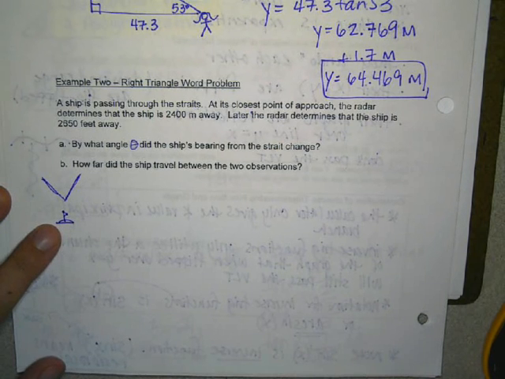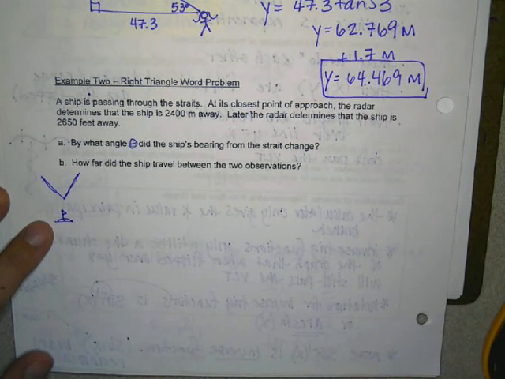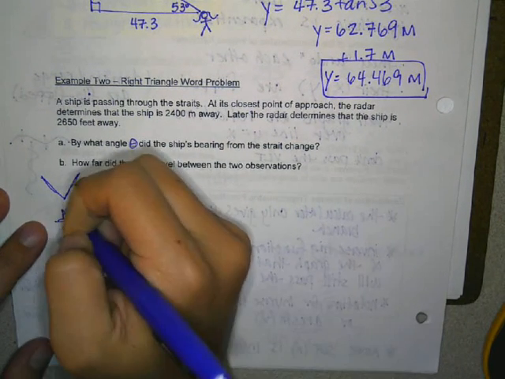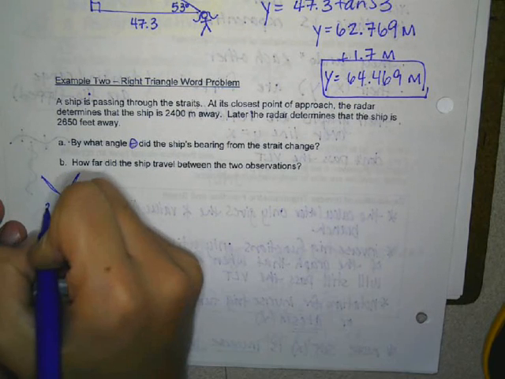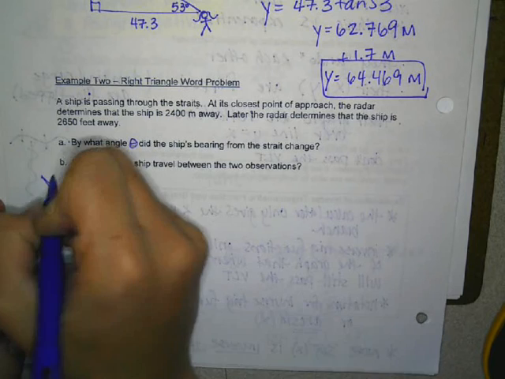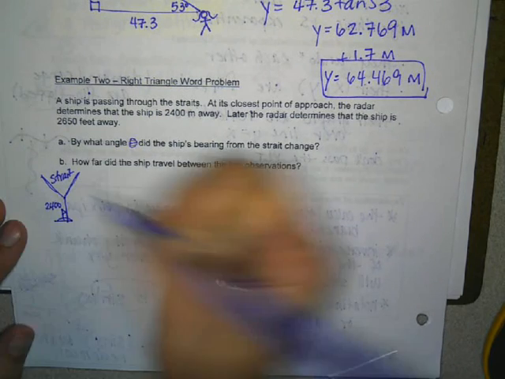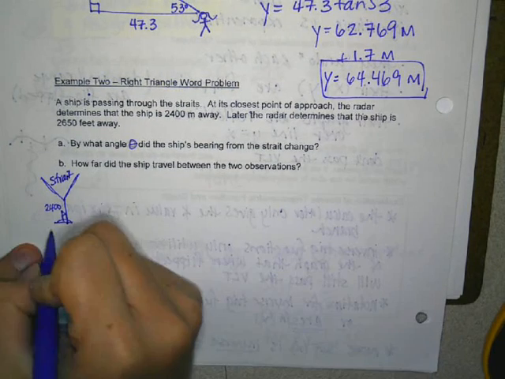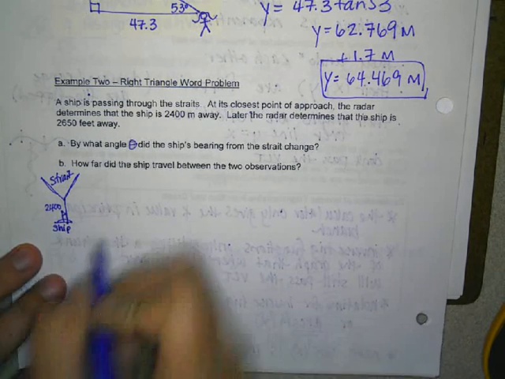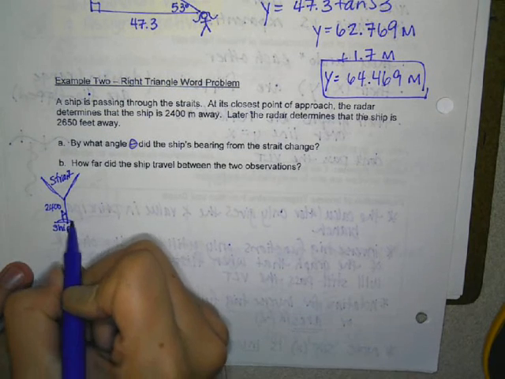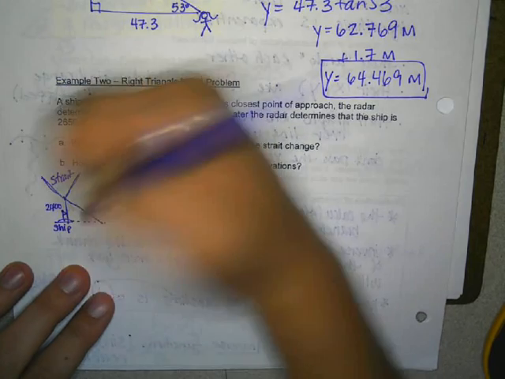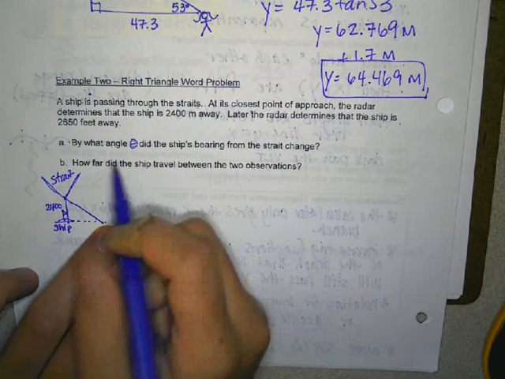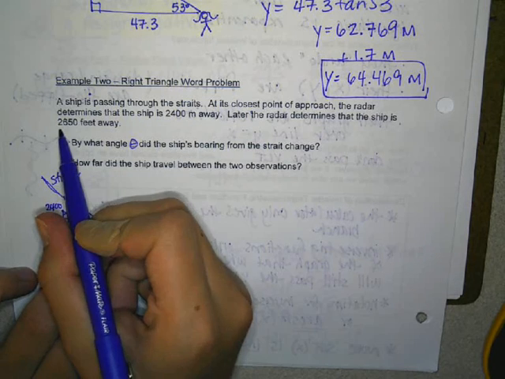At its closest point of approach, well, the closest point between two spots is a straight line. So at this closest point, it's 2,400 meters away. This is the ship. It travels a bit. Then they take another radar look at it. They're saying, okay, at this point over here, you're 2,650 feet away.